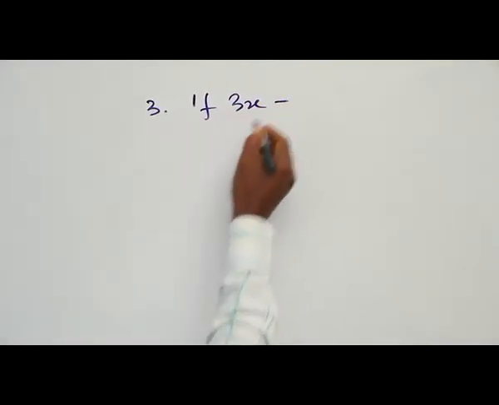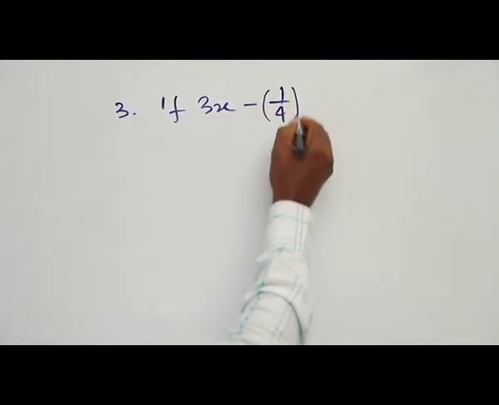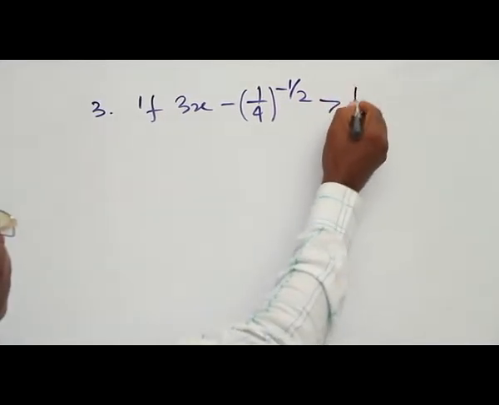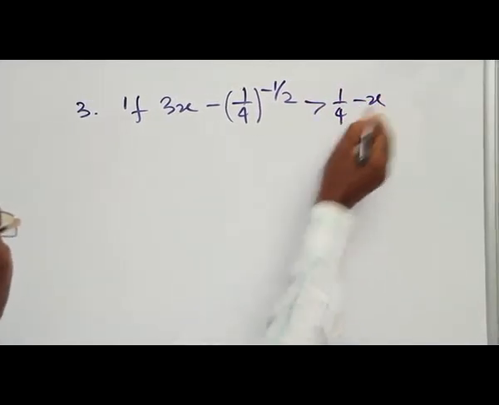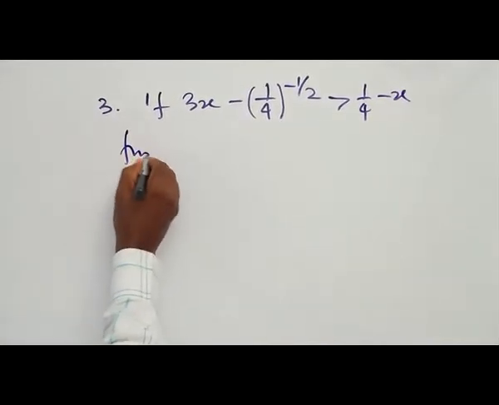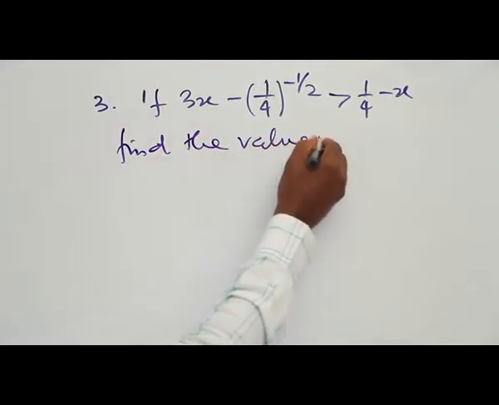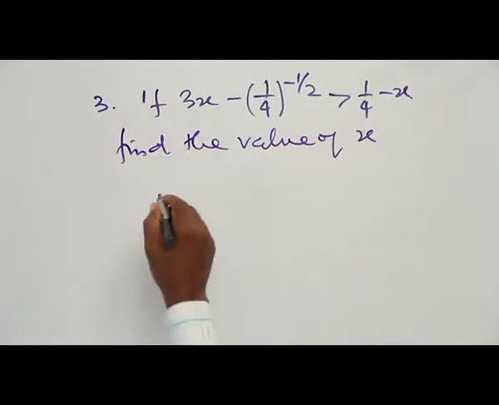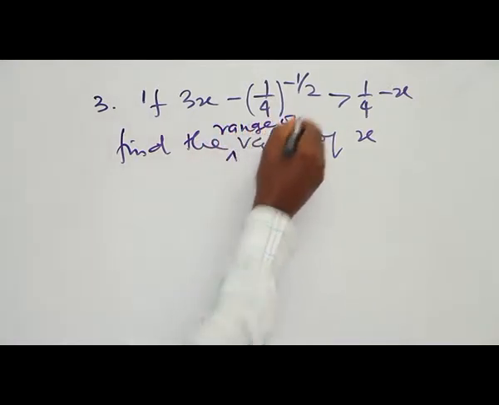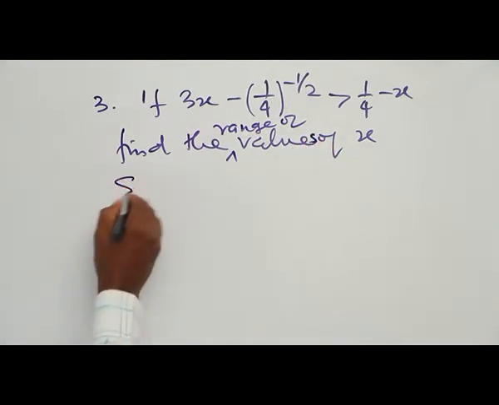If (3s minus 1 over 4) raised to the power minus half is greater than 1 over (4 minus s), we are required to find the value of s. Here we're looking at the range of values of s. Solution.